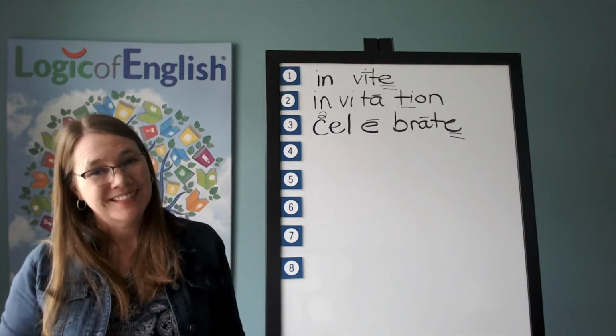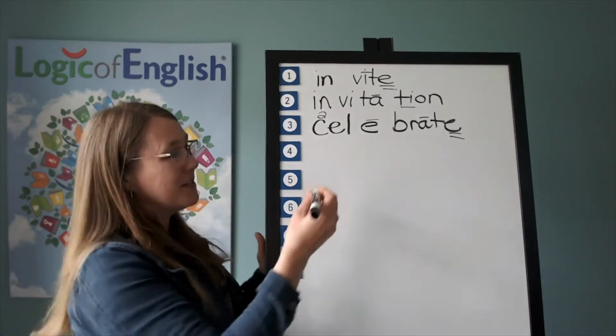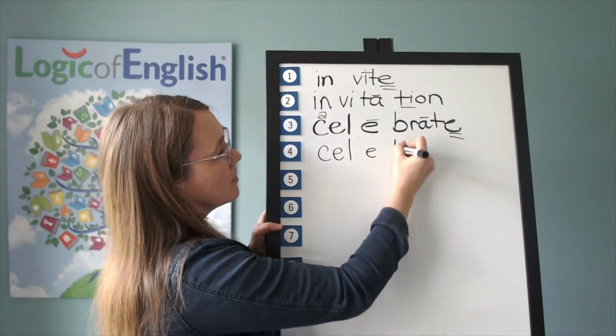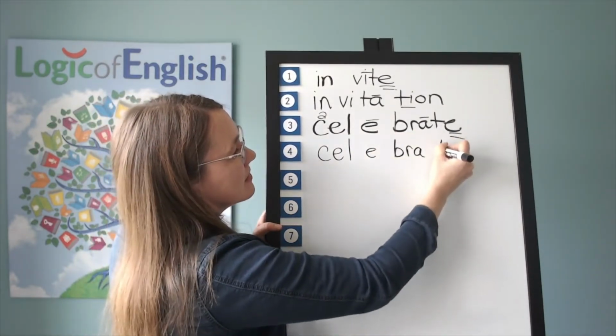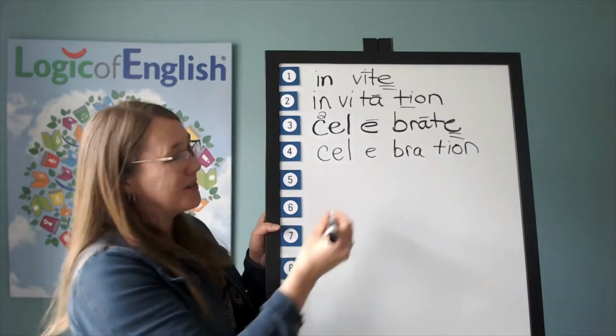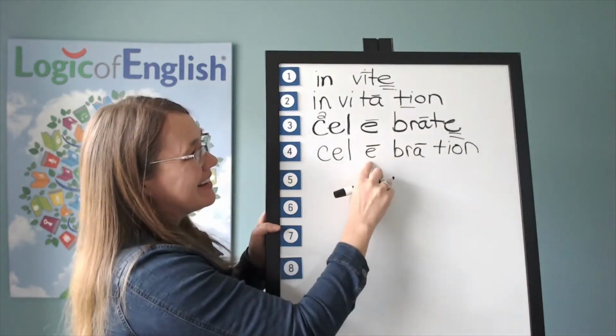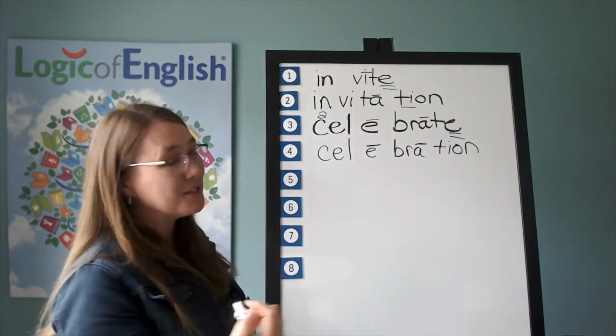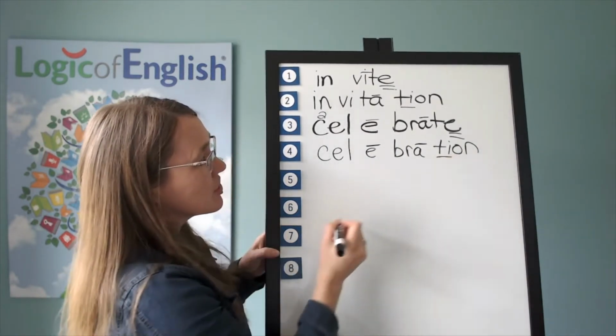Celebration. Great. Help me to write it. Celebration. And how will we mark it? Put a line over the E and the A. And A, E, O, U usually say their long sounds at the end of the syllable. And we'll underline the sh.